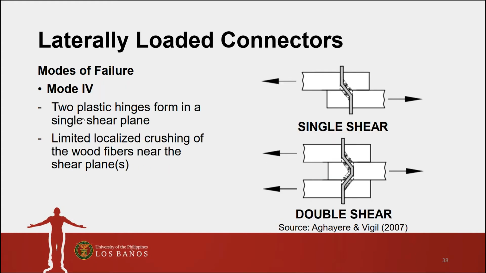Next, Mode 4, wherein two plastic hinges form in a single shear plane, as we can see here, and limited localized crushing of the wood fibers near the shear planes. As you can see here, two plastic hinges form in a single shear plane, this one and this one, for single shear and double shear respectively.